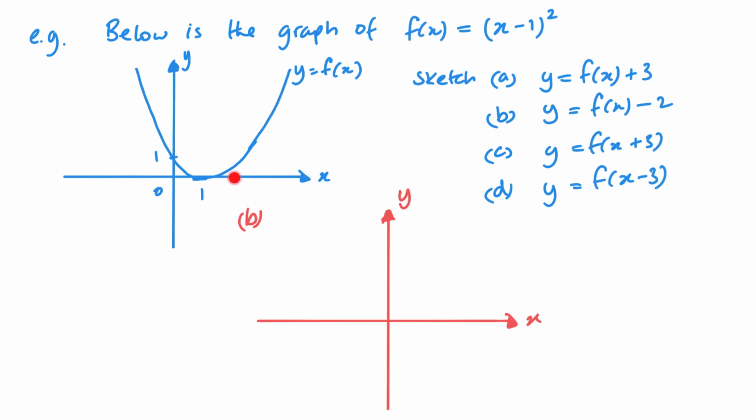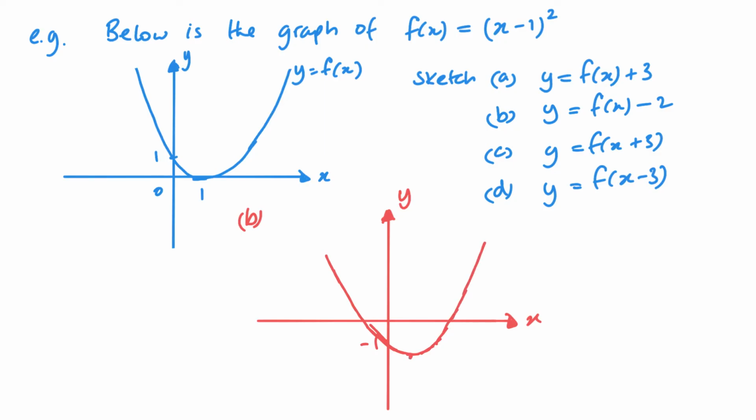Now for B, we're looking at y equals f of x minus 2. So I'm taking my original graph here and I'm moving it down 2. So in the vertical direction it's going to be moving down 2. So I want to think, right, well, it would normally cross the axis here at 1. If I move it down 2, it's going to cross the axis at negative 1. So that's where I need to make sure I get right for my sketch. And it's still going to turn when x equals 1.